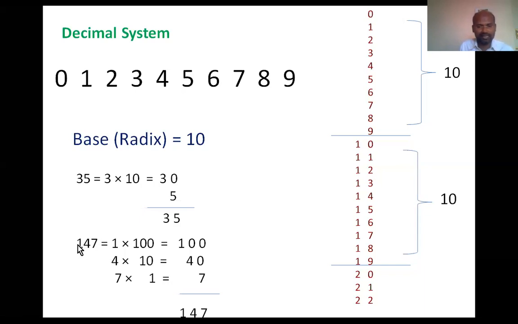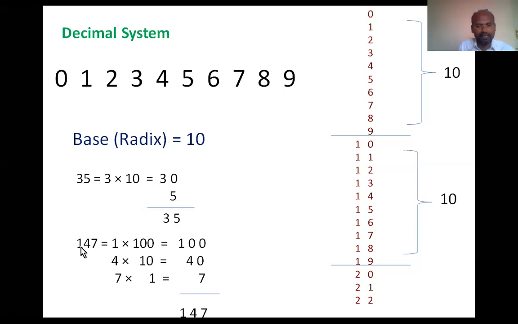First digit, second digit, third digit. Tell me what this 1 indicates. This 1 indicates we have used all the symbols how many times? 100 times. That's why we have written 1. All the symbols means those 10 symbols. All the symbols how many times? 100 times. And this 4 indicates all the symbols 10 times. And this 7 indicates just 1. This is the current counting. Our current counting is on symbol 7.